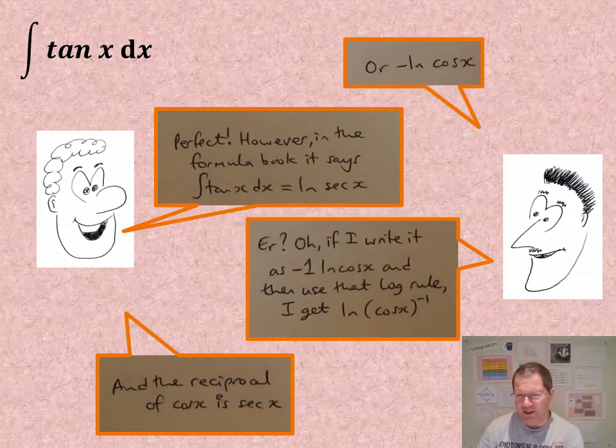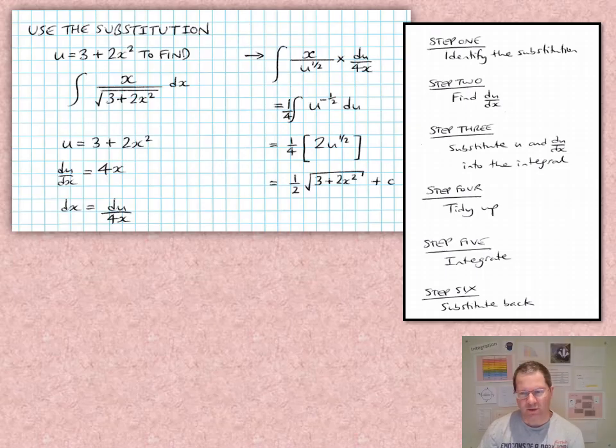Or minus ln cos x. Perfect. However, in the formula book it says the integral of tan x dx is ln sec x. So if I write it as minus 1 ln cos x and then use that log rule, I get ln of cos x to the minus 1, and the reciprocal of cos x is sec x. As I said, sorry about that.